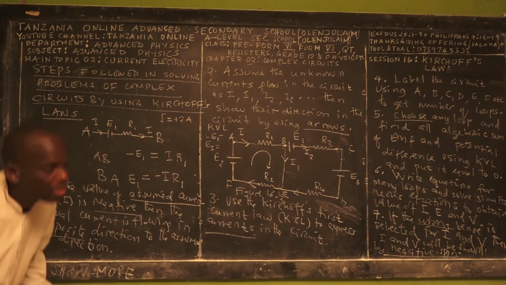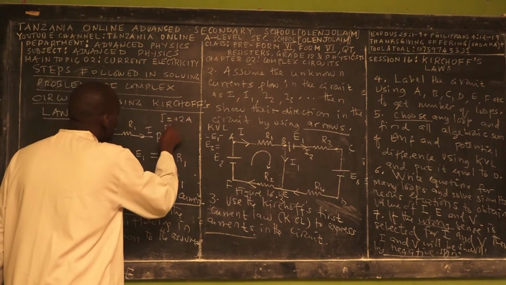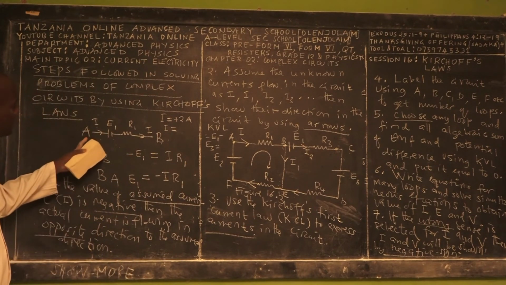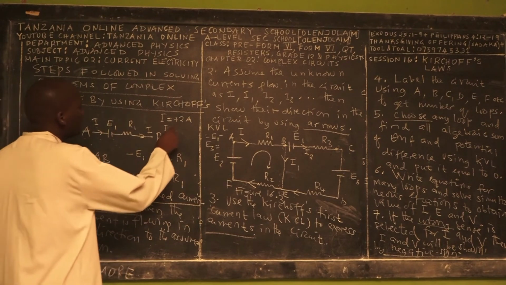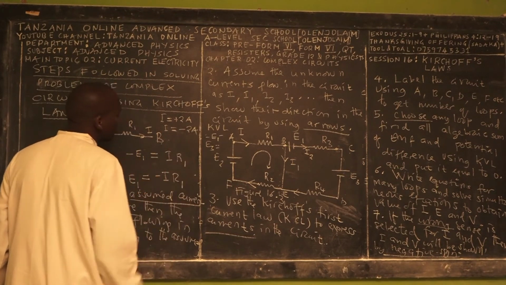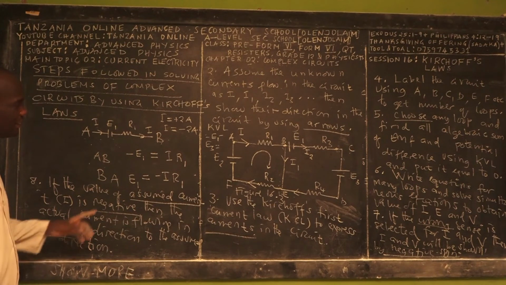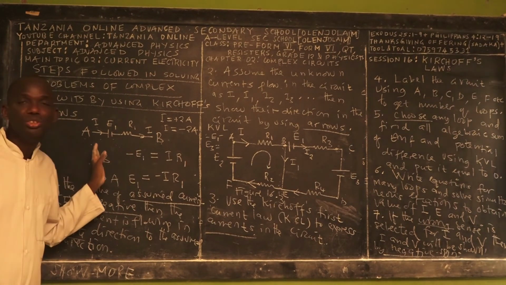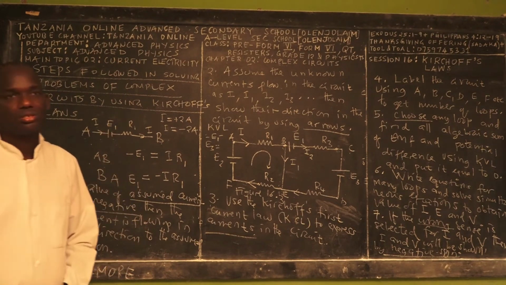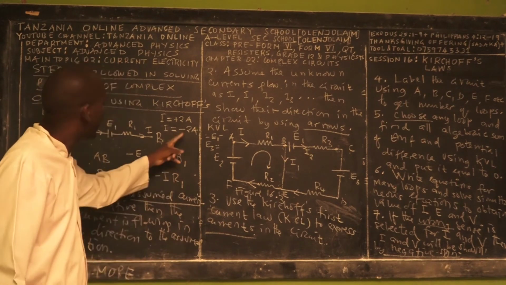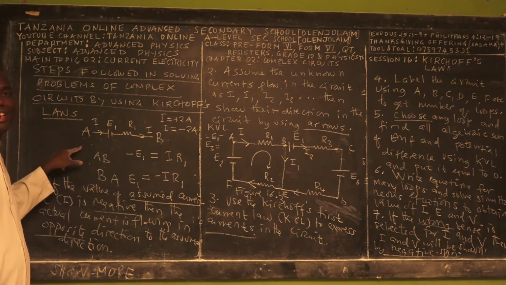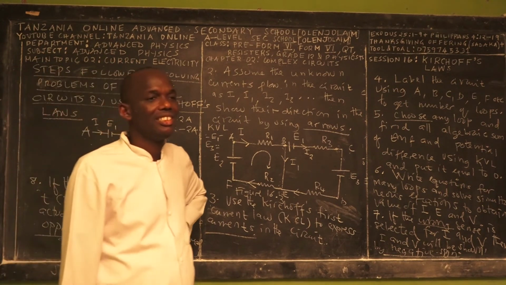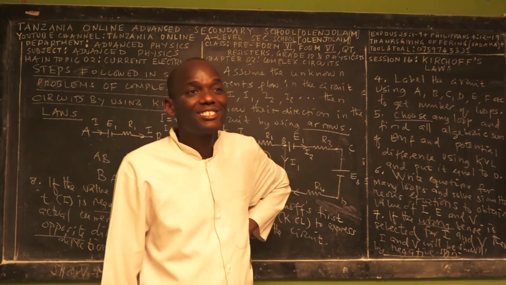Are we together? If I find that the current flowing through this part from A to B is, let's say, negative 2 ampere, this indicates that the actual direction of current is opposite to the assumed direction during the solve. So this value means current is flowing from B to A, not from A to B. Are we together? Have you understood them?